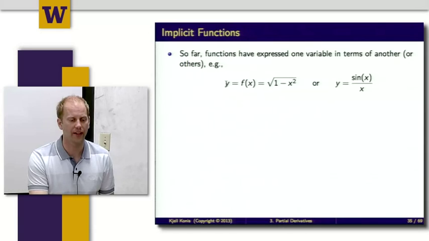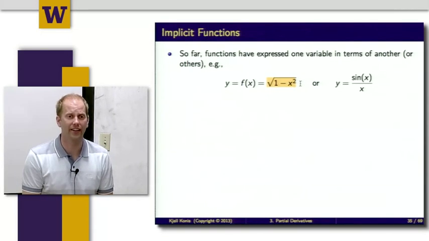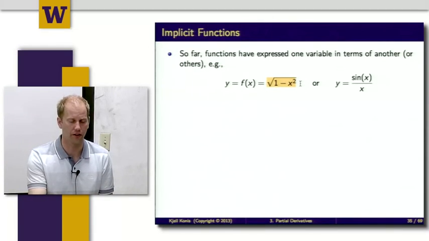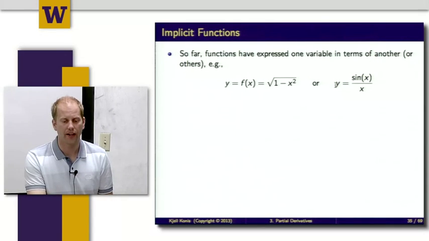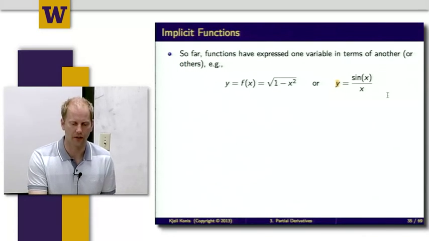So we had something like y is equal to f of x, which is equal to 1 minus x squared. So this is sort of the nicest way of presenting a function. You give me a value of x, I know exactly how to tell you the corresponding value of y. Or I have something like y equals sine x divided by x. So I have y on the left side of the equation and only x's on the right side of the equation.